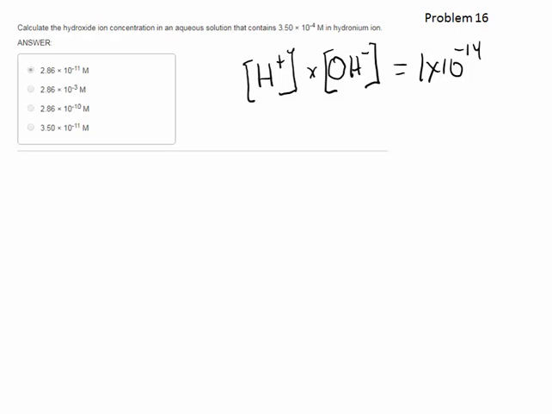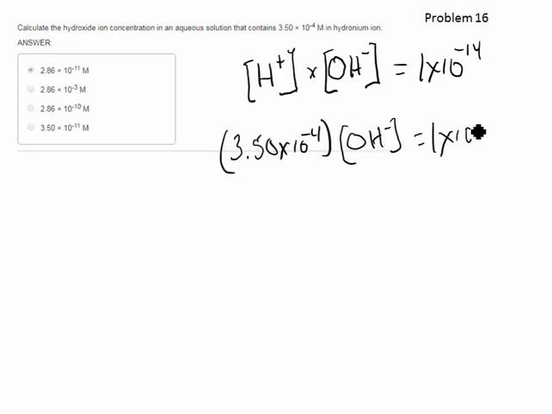Okay, in problem 16 here, we just continue through the types of calculations I'm going to expect you to be able to do with hydrogen and OH minus concentrations. So this is, given one, what is the other? We're going to use this relationship that's always true: H plus concentration times OH minus concentration is 1 times 10 to the minus 14th. In this case, we know for hydrogen it is 3.50 times 10 to the minus fourth, and multiply that by the OH minus must equal 1 times 10 to the minus 14th.